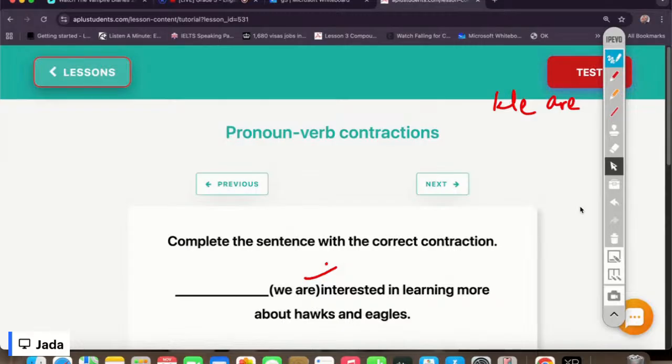Alright, so I'm waiting on your answers. Send them on the chat. Tell me what is the contraction of we are. Send me your answers because I can see them, okay?